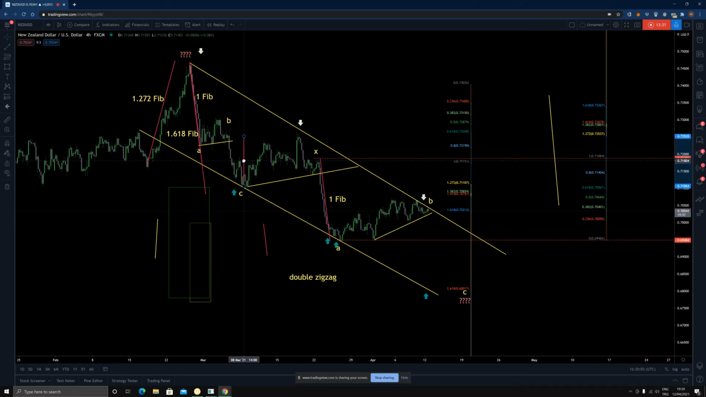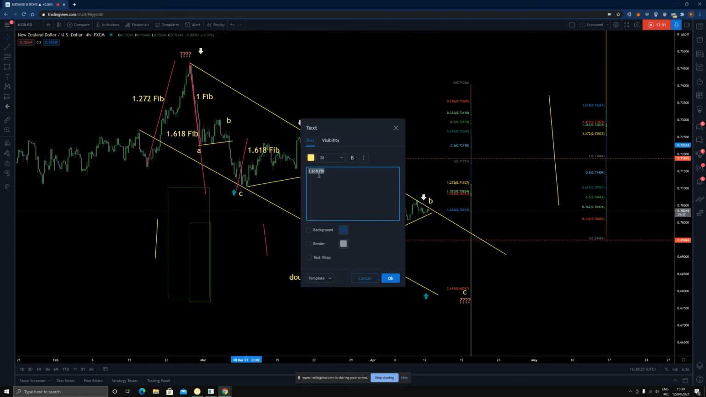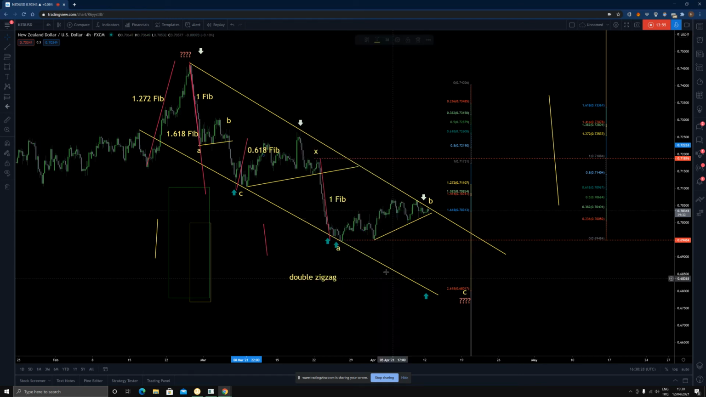So from C wave, actually let me tune it like this a little bit, so it will be easier. So from C to first wave here, from here to the first high, we have 0.618. Okay, or we have something like this here. Does this have any importance? Is it the 50%?